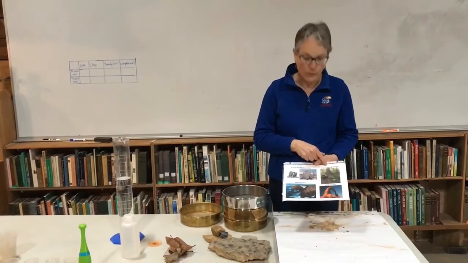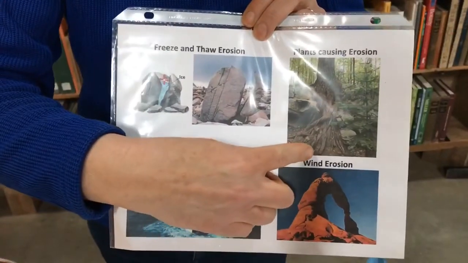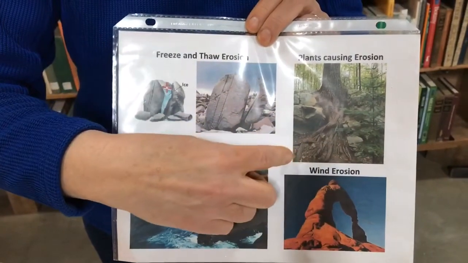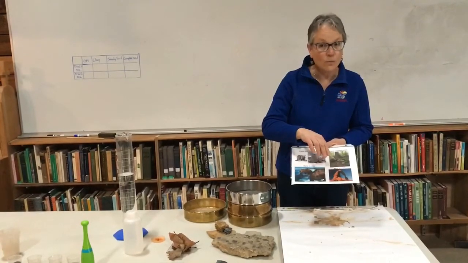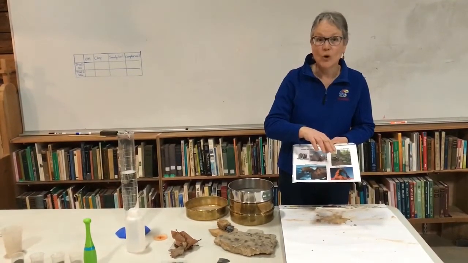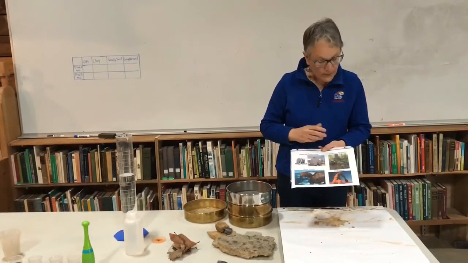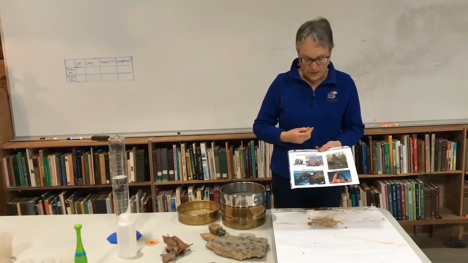Plants can also erode rock. Here in this picture, you can see roots growing into a rock. And as those roots go down and find the little cracks, they grow into the rock. And then as the roots expand, as they grow, as they get bigger, they pull the rock apart. And that's another way that rocks can be eroded.